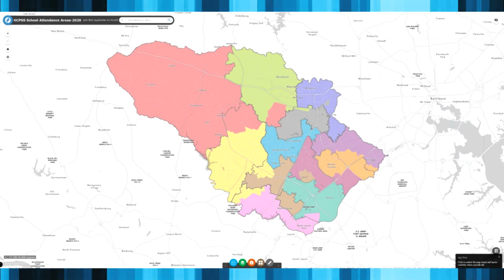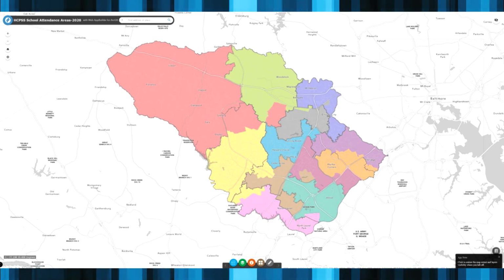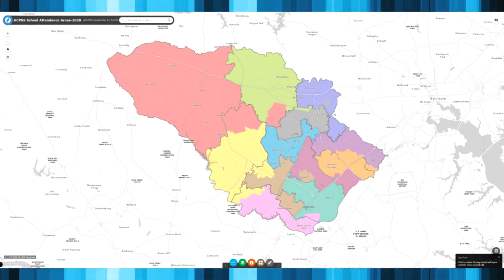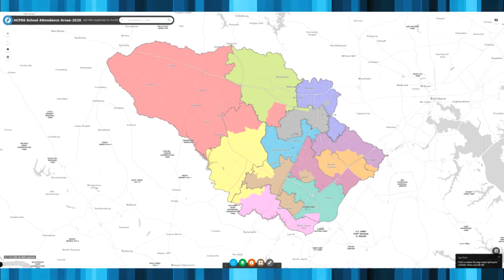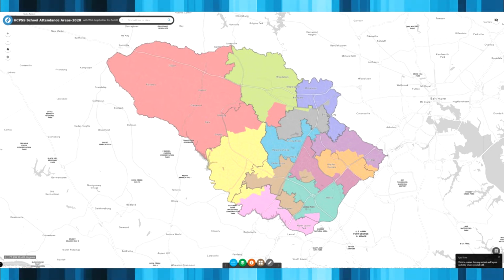I would have to double check to see if OCIP existed in the APFO charts for Marriott's Ridge High School. That would be the only comparison that I have. Okay, that's very helpful. Thank you very much.